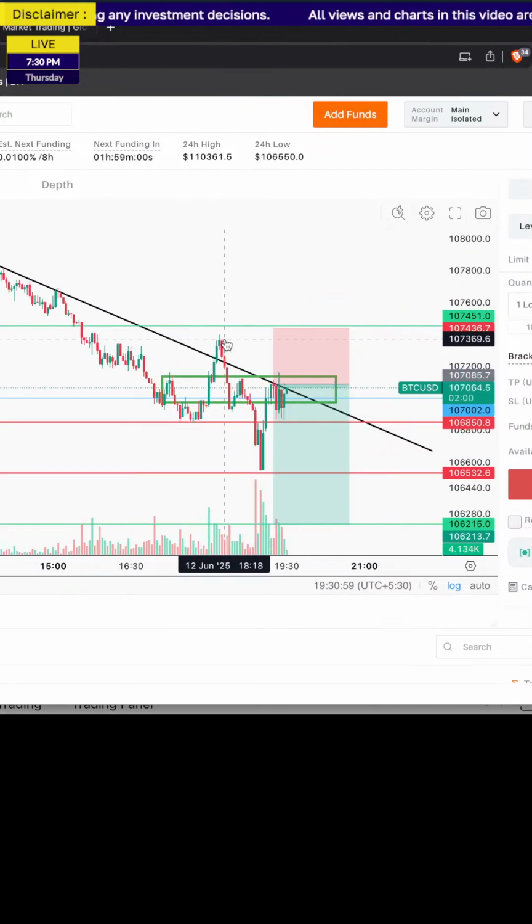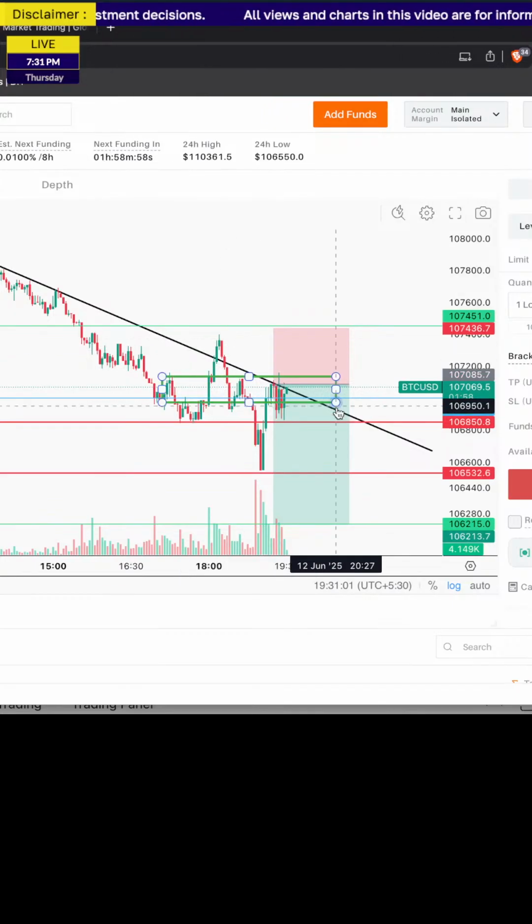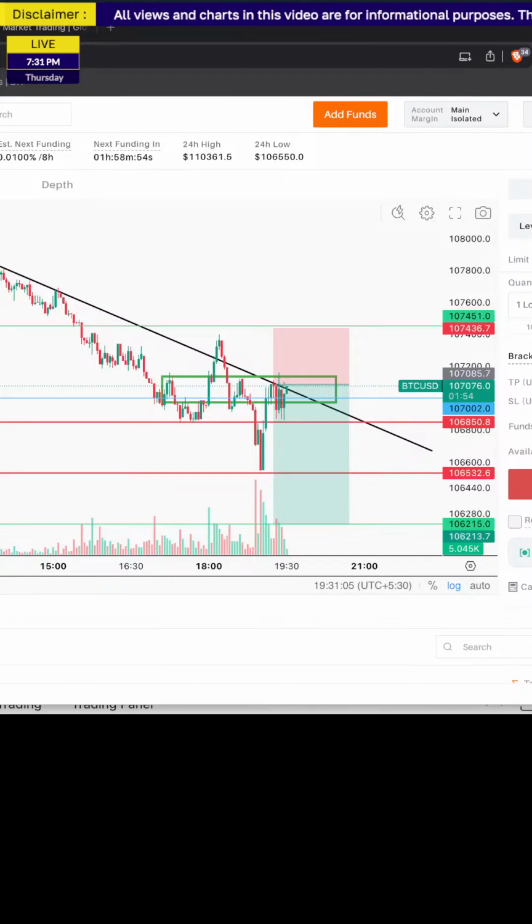Until the seller is proved that he is weak, I'll just stick to this trade. I hope you guys have got some clarity about why I'm looking at bearish at this point of time. Later the view can change if the market goes above the support, sorry, this resistance area.